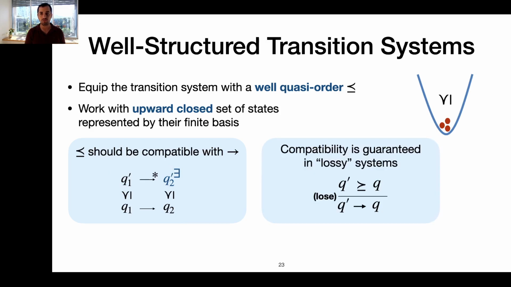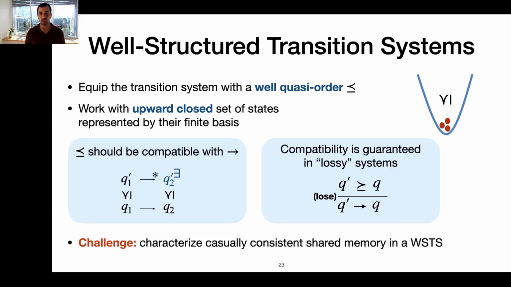A standard way to achieve compatibility is to include an explicit lose step in the semantics. This allows the system to non-deterministically take a step from a state Q prime to a smaller state Q. Then we can always choose Q2 prime to be Q2. We call such systems lossy systems. Our goal is to find a faithful representation of causally consistent shared memory as a lossy transition system with respect to some well-quasi-order.